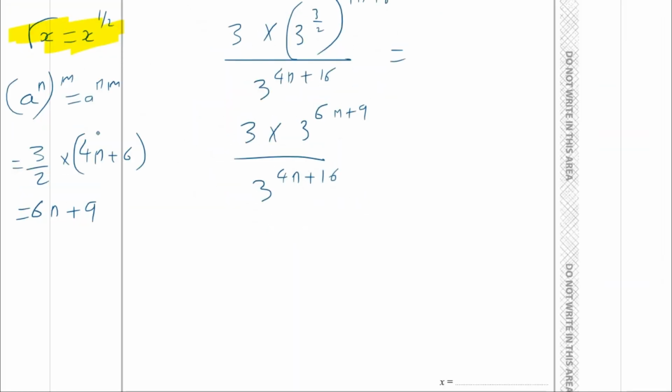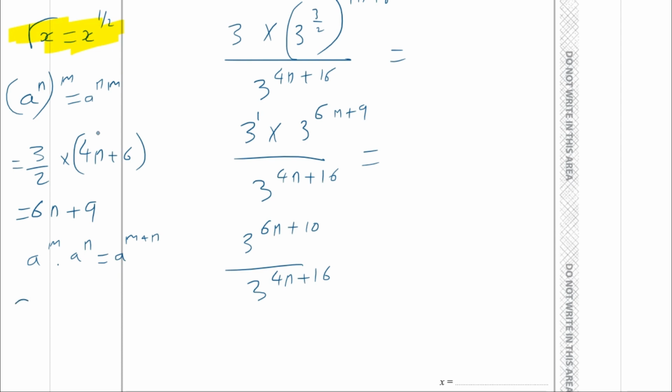So in our next step, realizing that we have here 3 to the power 1 times 3 to the power 6n plus 9, we can actually say that that's 3 to the power 6n plus 10 divided by 3 to the power 4n plus 16. And this is because a to the power m times a to the power n is equal to a to the power m plus n. So adding the 1 to the 6n plus 9, we get 6n plus 10 because they're multiplied by each other.